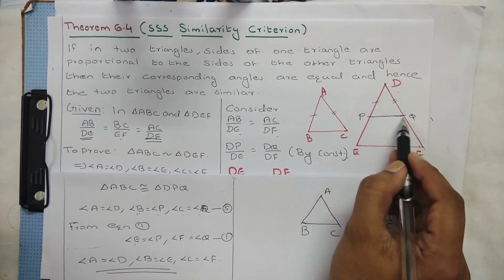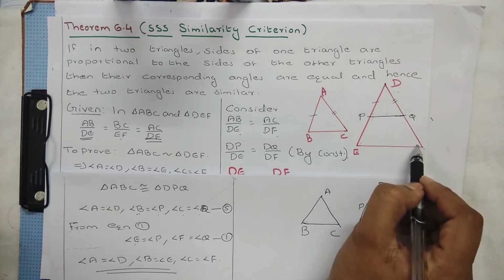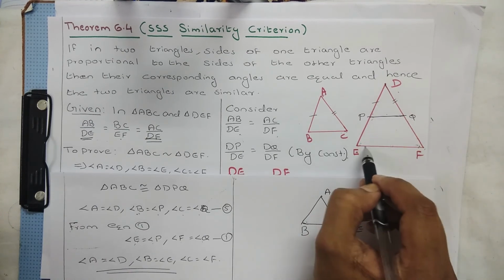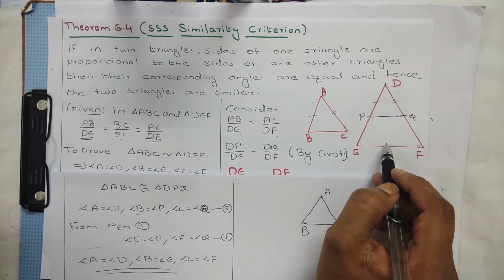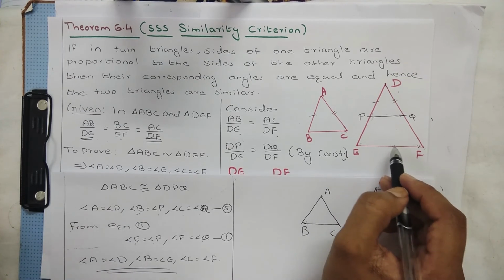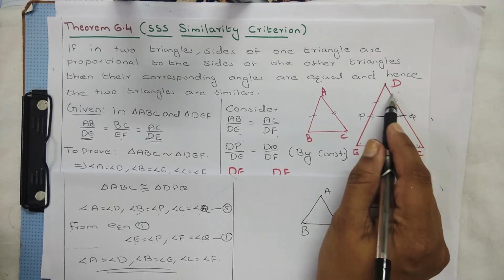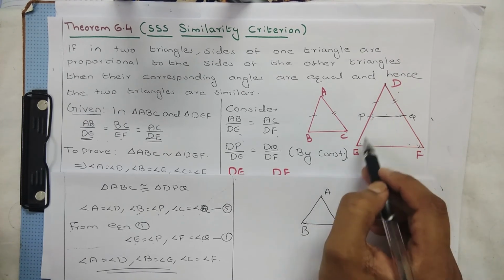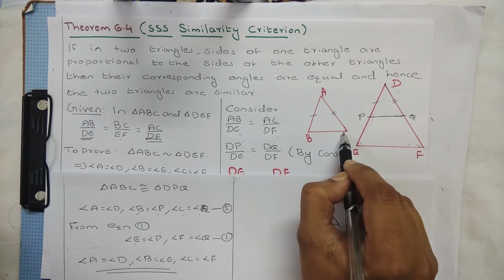So what I did, I considered from the equation AB by DE is equal to AC by DF, and we proved that PQ is parallel to EF, right? That means corresponding angles are equal, you got. Then we considered triangle DPQ and triangle DEF. We proved that they are similar by AAA similarity criterion, and we got the ratios are equal. That is DP by DE is equal to DQ by DF. In that, PQ by EF and DP by DE we considered, and we proved PQ is equal to BC.